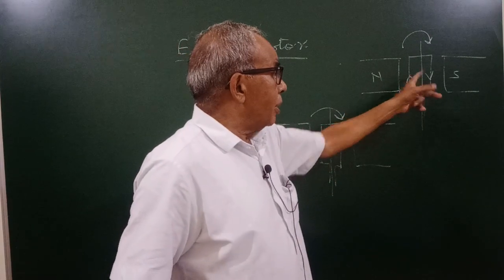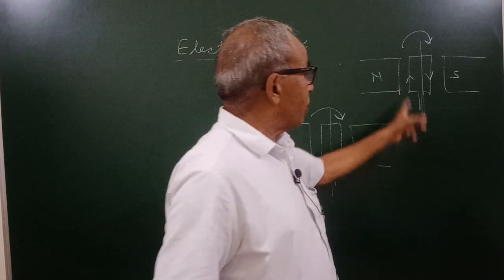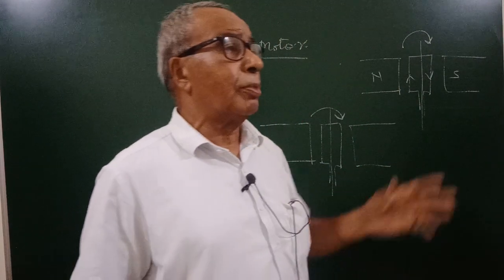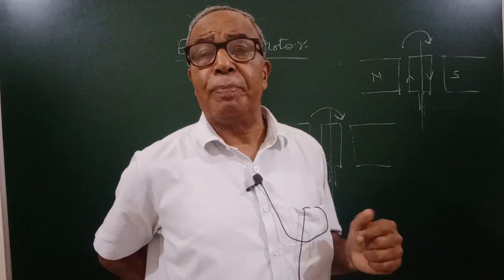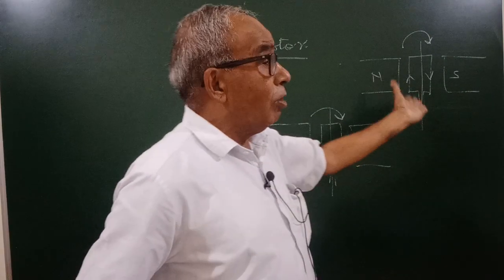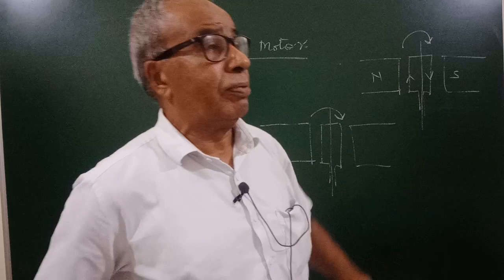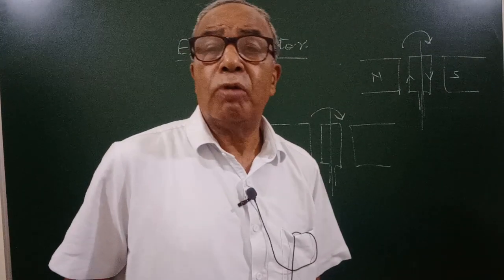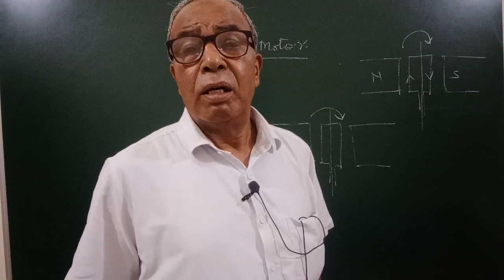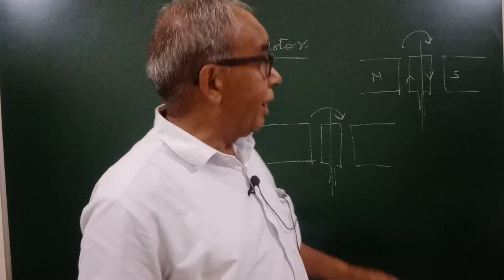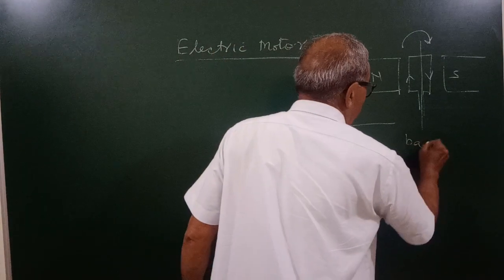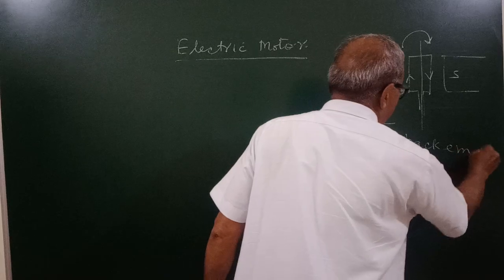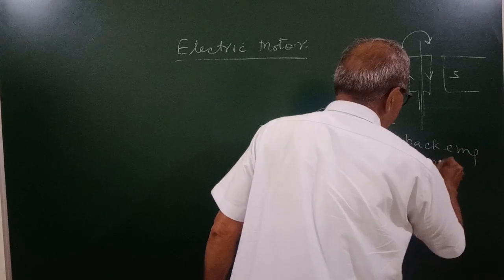So in the electric motor, when we pass current and rotate it in a magnetic field, some current will be induced in it, and hence a potential difference will appear across the ends, which will be opposite to the applied EMF. That is called the back EMF of the motor.